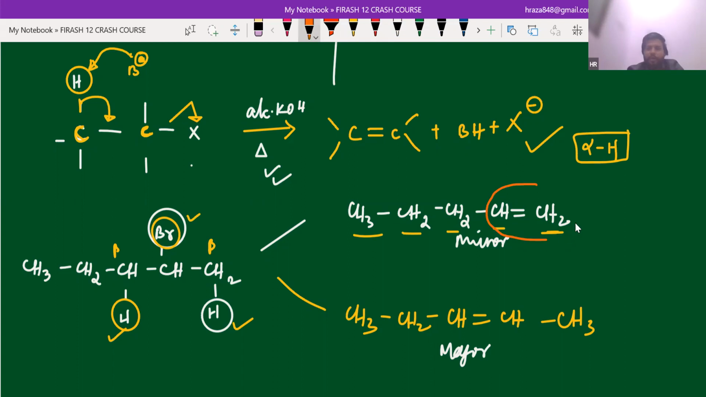With respect to this alkene, this is your alpha carbon, and the hydrogens connected with this alpha carbon are basically two alpha hydrogens. And with respect to this alkene, we have two alpha carbons. This is alpha carbon and this is alpha carbon, and we have five alpha hydrogens. So the compound having more alpha hydrogens is more stable. Is that clear? Yes, sir.